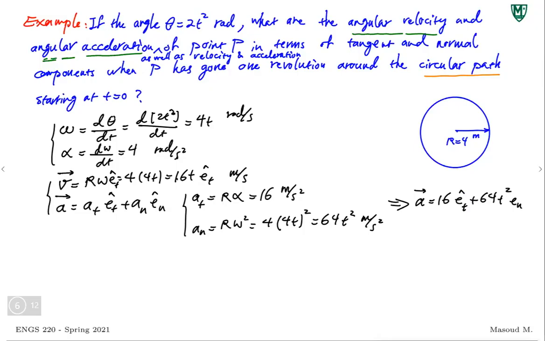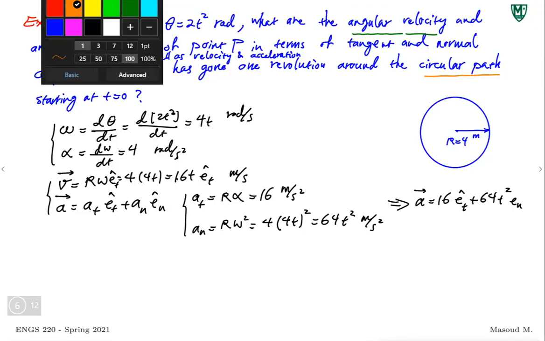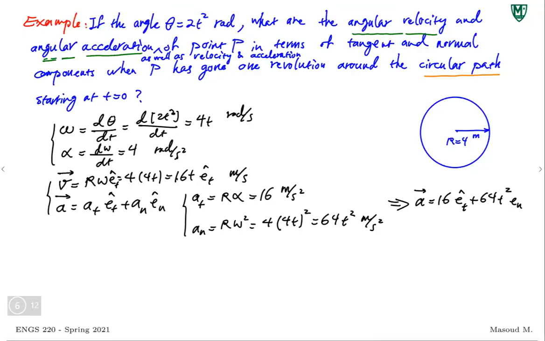So just identify the things that we found. We found angular acceleration. We found angular velocity. We found velocity. And we found acceleration. There must be a hat here, since this is the unit vector.